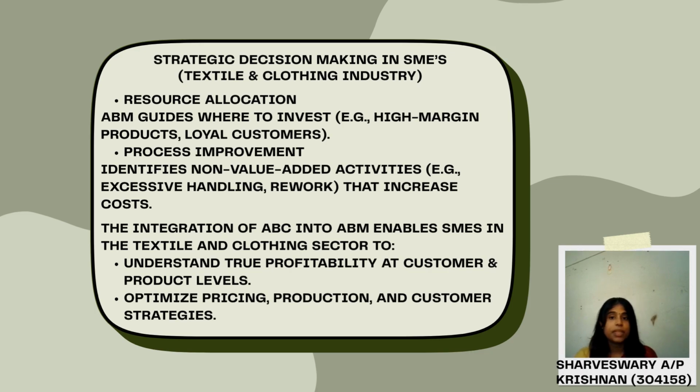You see, in summary, ABM uses ABC to transform raw cost data into actionable insights. From this example, it is very clear that SMEs use ABM and ABC as well. For SMEs in textiles and clothing, this means accurate profitability tracking for customers and products. SMEs can understand true profitability at customer and product levels. And SMEs also can optimize their pricing, production, and customer strategies. This will help them in the long term because they can manage their resources and profits in a good way. By adopting ABC and ABM, SMEs move from one point to another in a very successful way.